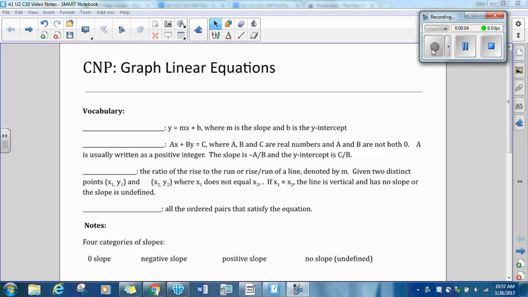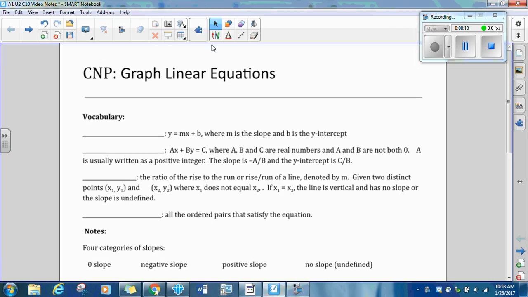Welcome to Graphing Linear Equations. We are going to start out with some vocabulary. Y equals mx plus b is the slope-intercept form of an equation.